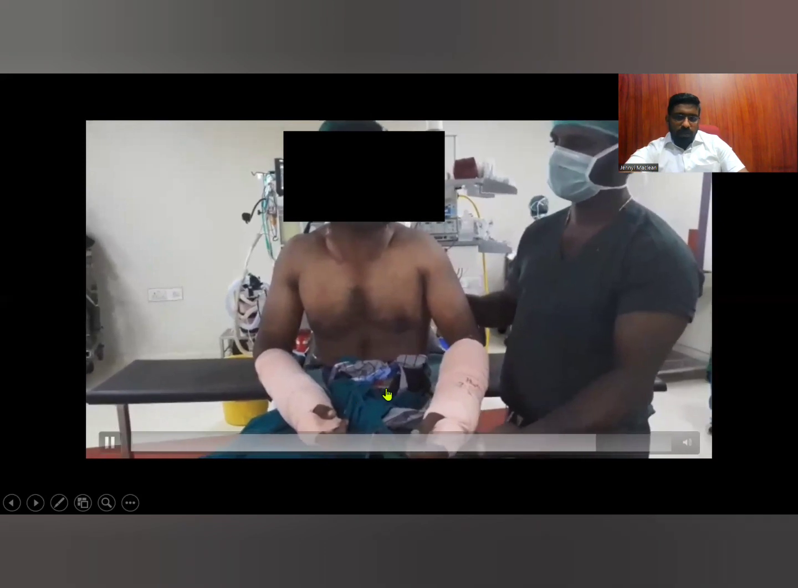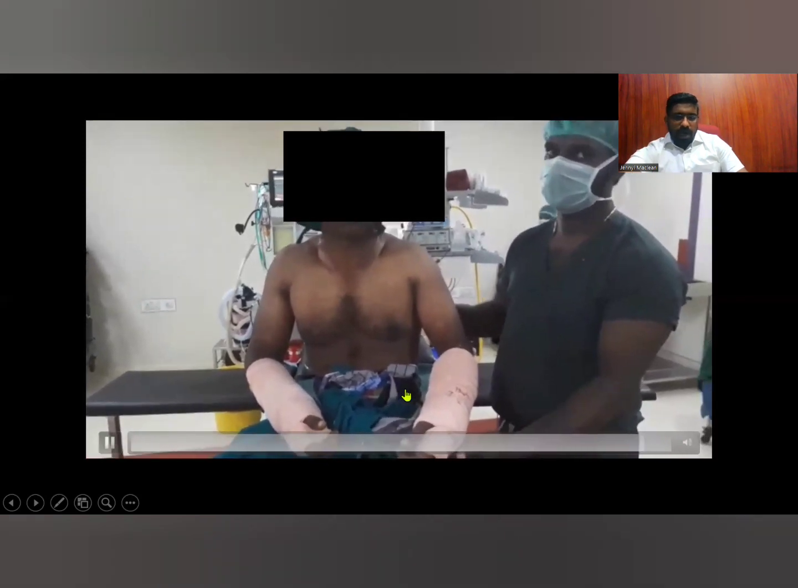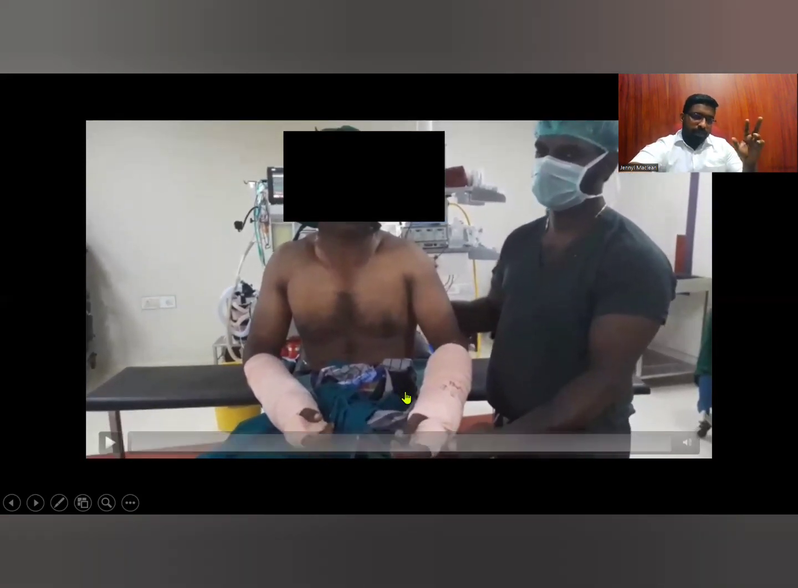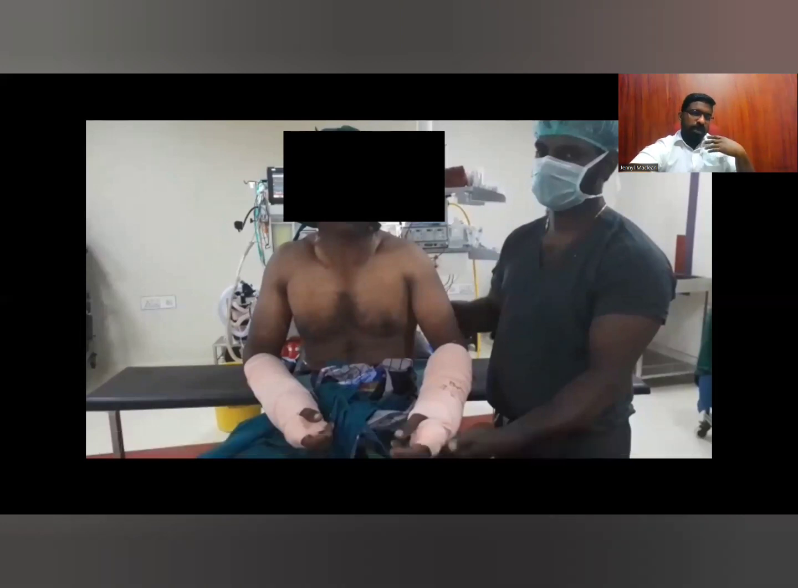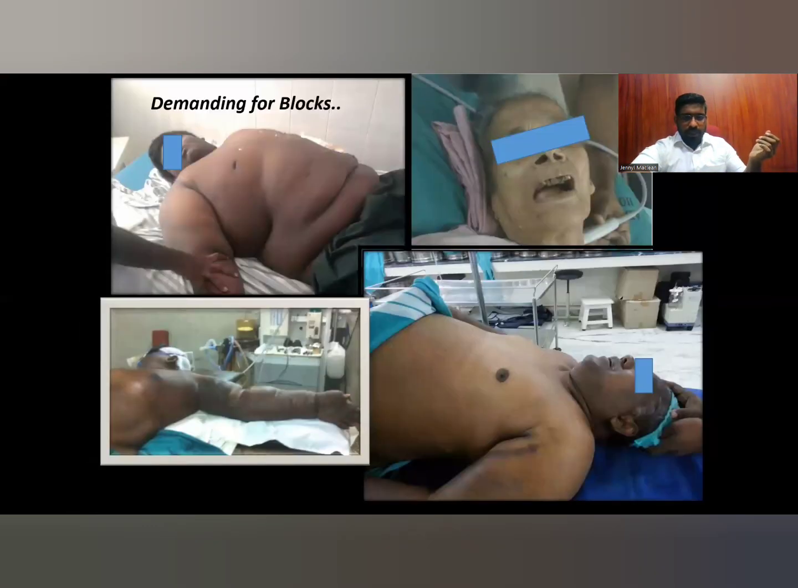The total motor blockade. So always, when you do a bilateral supraclavicular brachial plexus block, make sure you talk to them that your limb is going to be blocked for 6 to 8 hours. Make sure of that, and then you can go ahead and do it.